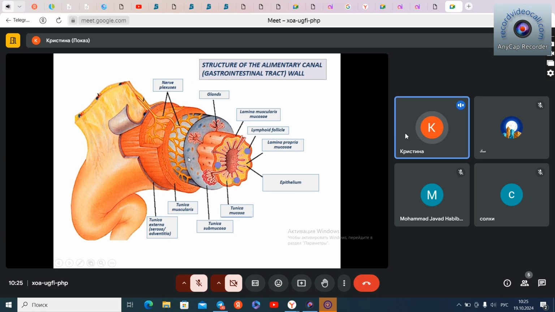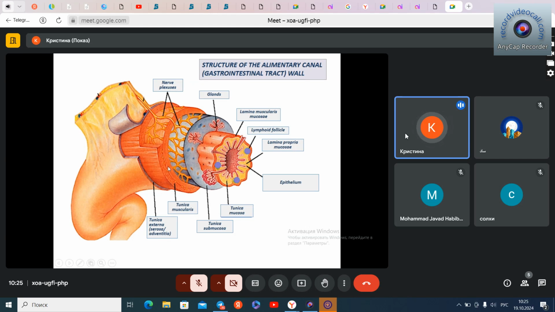Next tunica is the tunica submucosa, here, blue in this picture. It is loose fibrous connective tissue with blood vessels and nerve structures. Here you see the nerve plexus, which is the Meissner plexus. It includes ganglia and nerve fibers. The glands, if they are present in the tunica submucosa, are always compound.